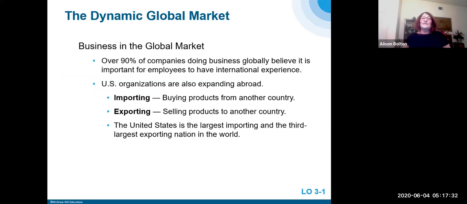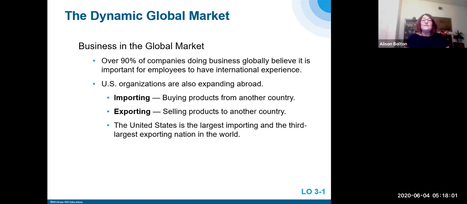Okay, so the dynamic global market consists of over 90% of companies that globally do business. And it's very important to have international experience. Students, if you haven't had any international experience, it's time to get it. It'll broaden your business opportunities and your employment opportunities.